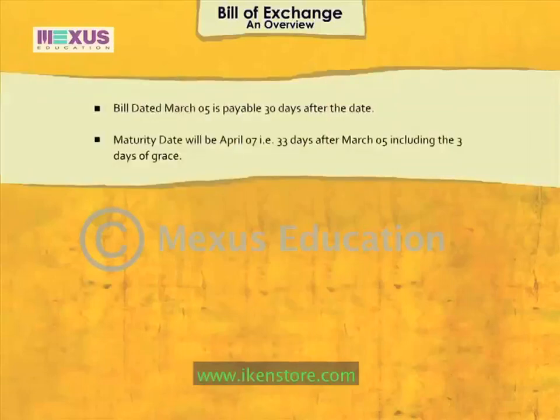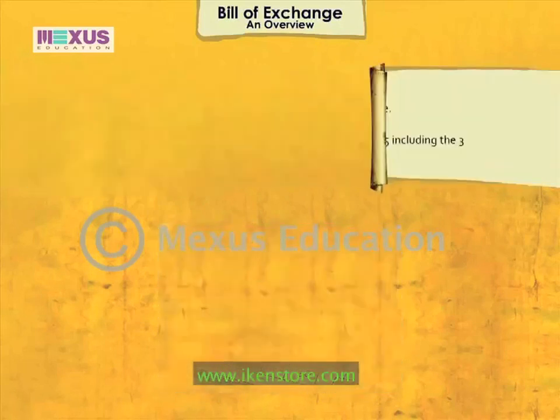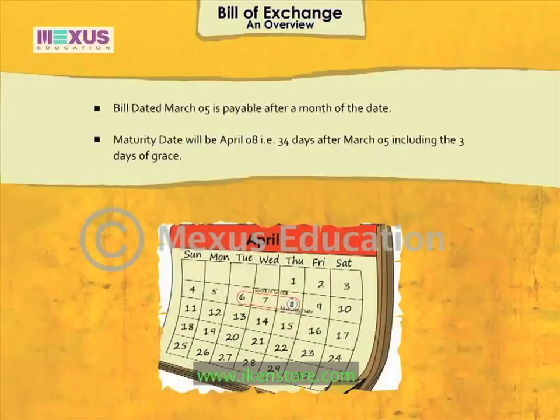Let me explain this with an example. Suppose, if a bill dated 5th March is payable 30 days after the date, the maturity date will be 7th April, that is, 33 days after 5th March, including the 3 days of grace. In case the bill dated 5th March is payable after a month of the date, the maturity date will be 8th April, that is, 34 days after 5th March, including the 3 days of grace. This is because the month of March has 31 days.